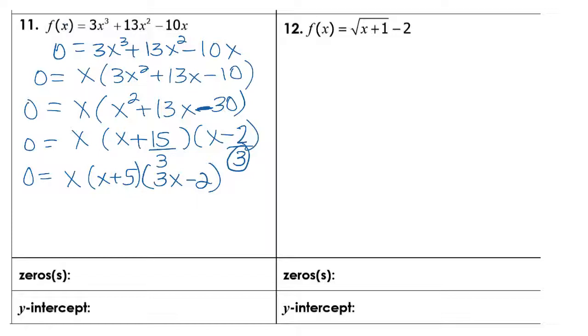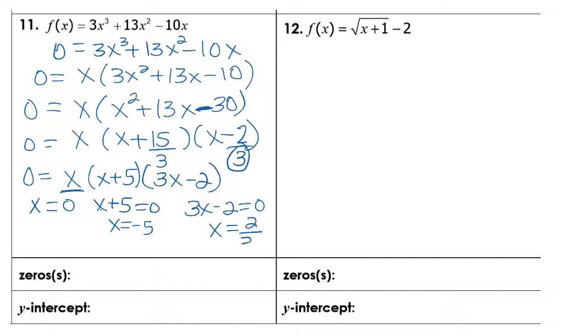If we're setting each part equal to 0, we're going to have x equals 0, right? Since it's a variable out there, you have to incorporate it. You have x plus 5 equals 0, so that means x is -5. And then we have 3x minus 2 equal to 0. So I would add my 2 over and then divide by 3. So there's the zeros for it. So we have (0, 0), (-5, 0), and finally (2/3, 0).